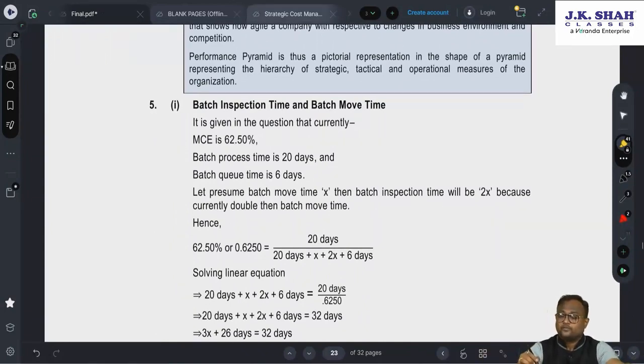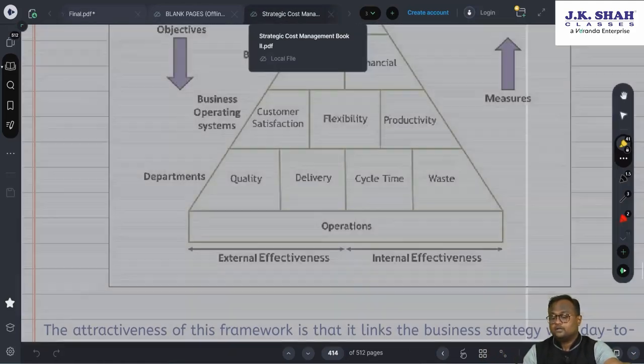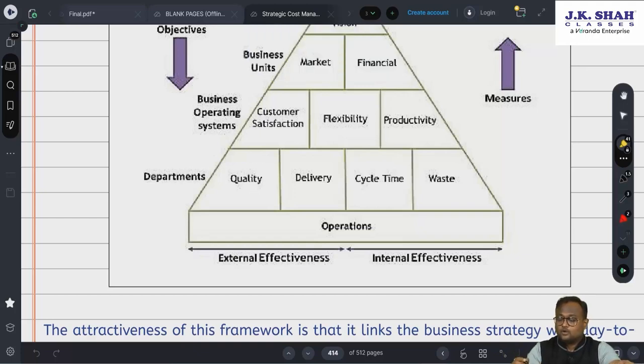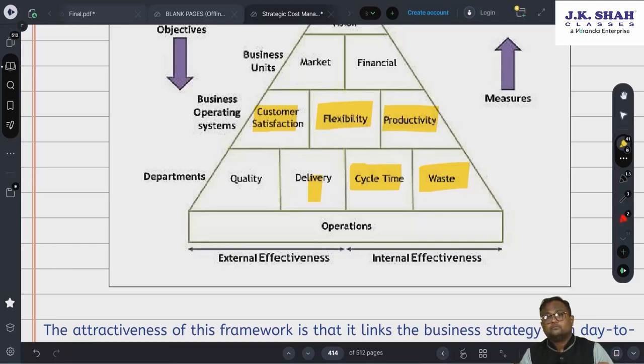So it is all about this performance pyramid. Just explain this. I don't mind if you explain even this part. Draw the diagram and just quote these points here. Quality, delivery, 7 days delivery, cycle time, deadheads or empty trucks or not having enough trucks. So it's a wastage of opportunity. Then the productivity, and you can't provide trucks if an extra truck is required. So that is a concern of flexibility, customer satisfaction and so on.